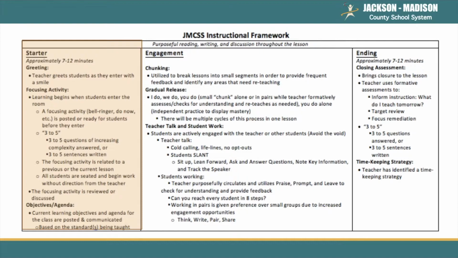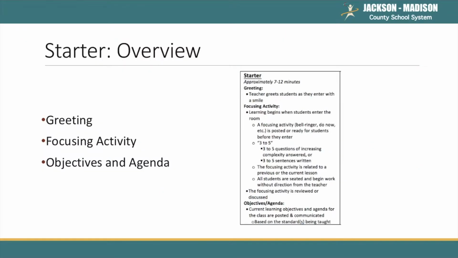Here's a screenshot of the how section of our instructional framework. Today, we will take a deeper look at the starter section only. The starter section of our instructional framework can be broken into 3 general categories: greeting, focusing activity, objectives, and agenda.